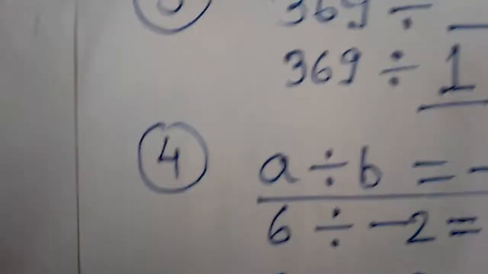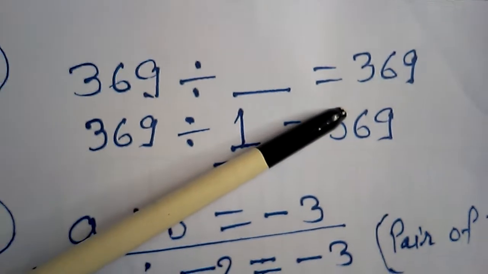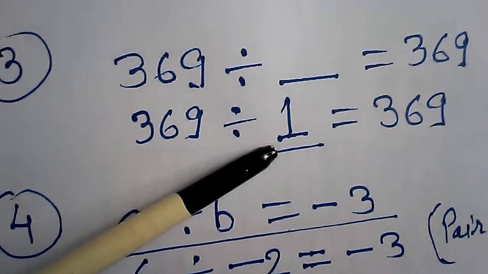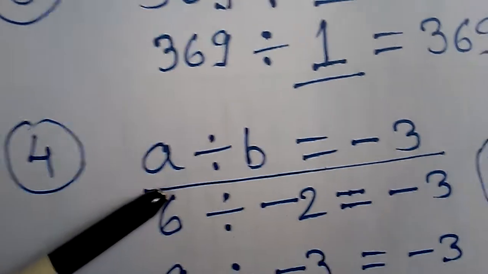Fill in the blanks. 369 divided by the blank is equal to 369. Here it will be 1. Now see question number 4.